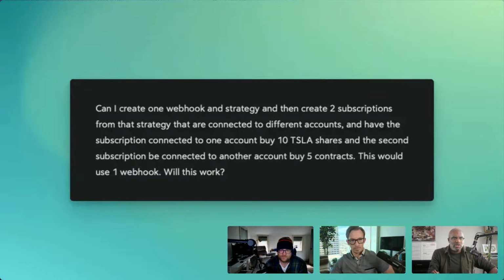Can I create one webhook and strategy and then create two subscriptions from that strategy that are connected to different accounts, and have the subscription connected to one account buy 10 Tesla shares and the second subscription be connected to another account buying 5 contracts? This would use one webhook.